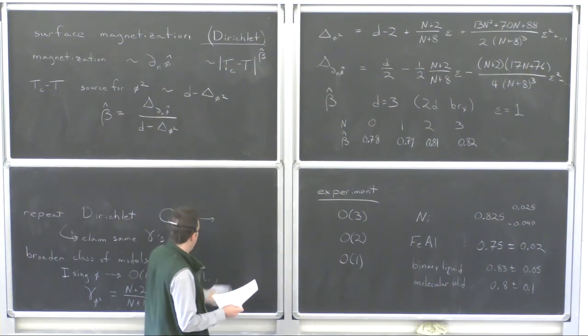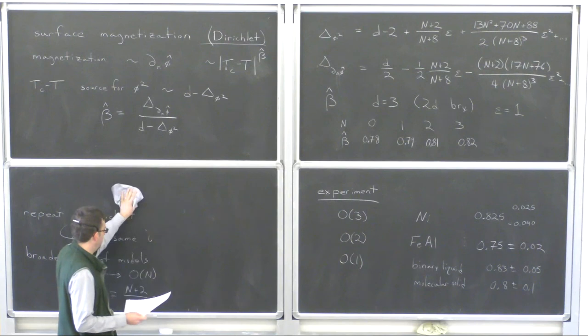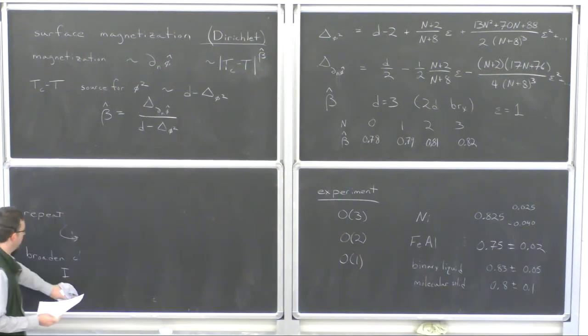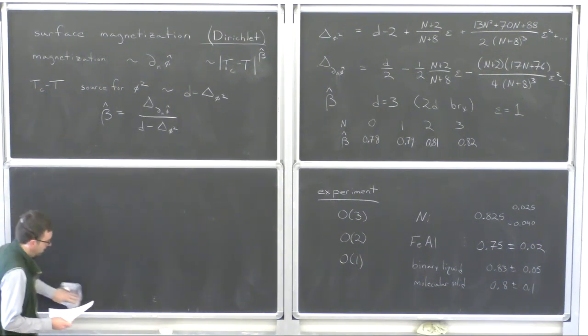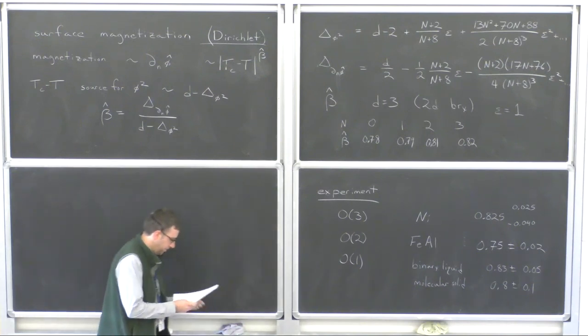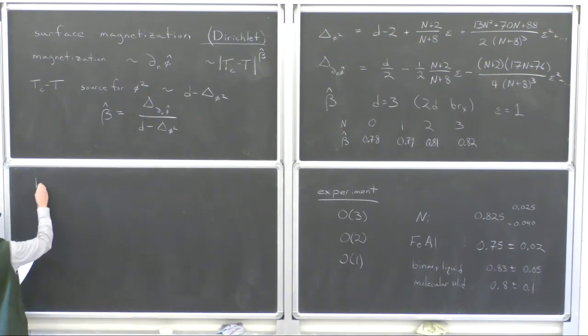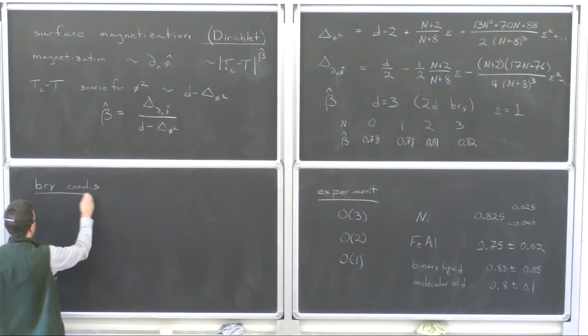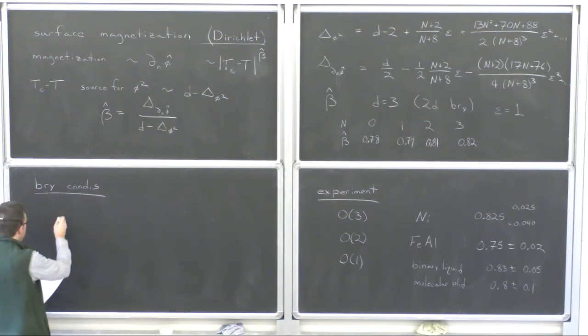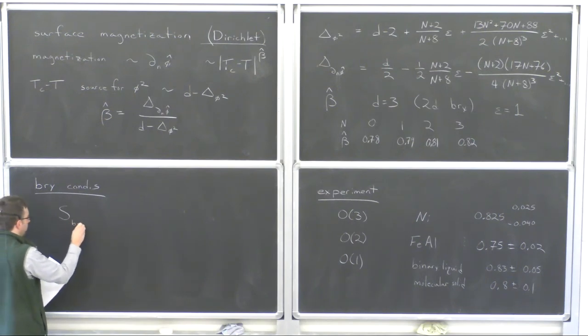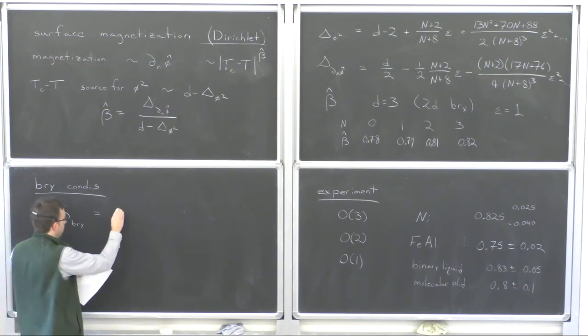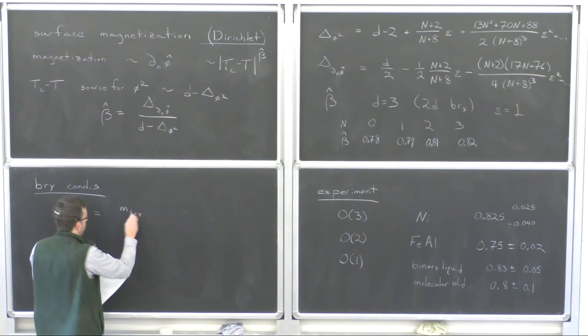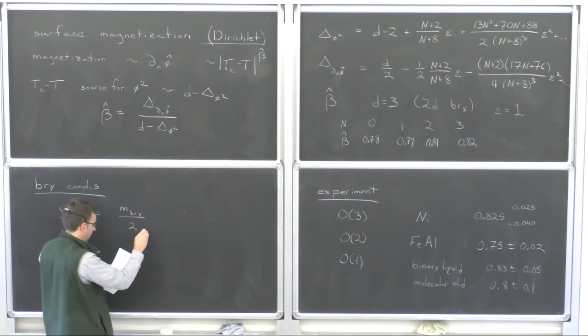Why didn't I ask about Neumann boundary conditions? What kind of boundary conditions do you get in these systems most naturally? So there's another relevant operator in this O(n) model once I have a boundary that I haven't mentioned yet.